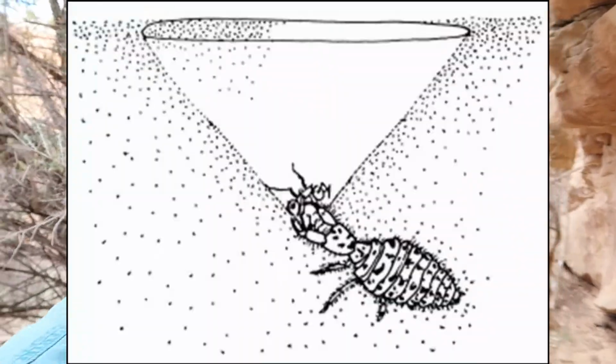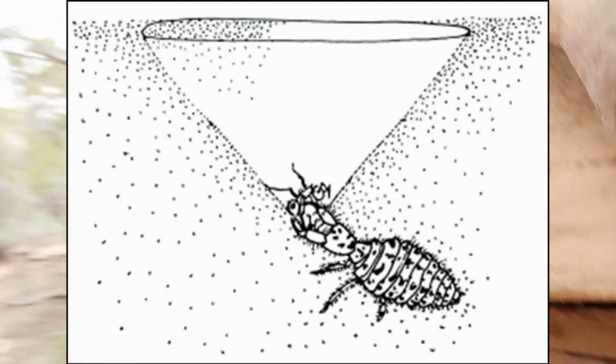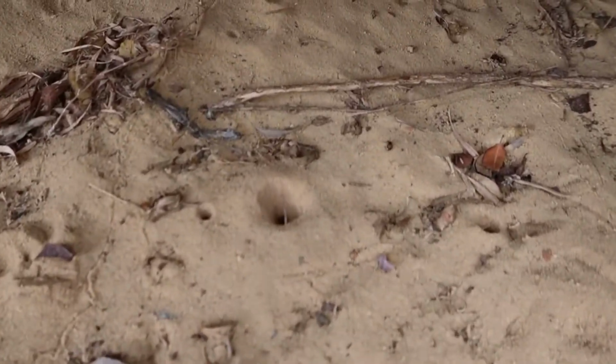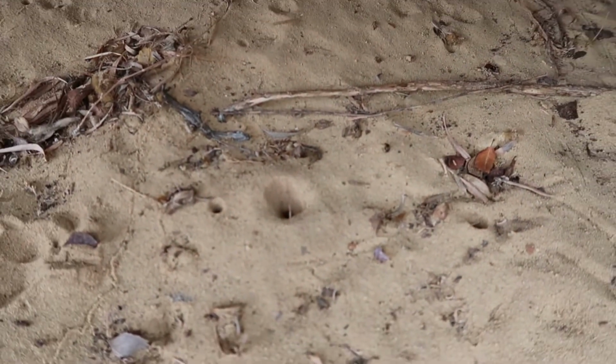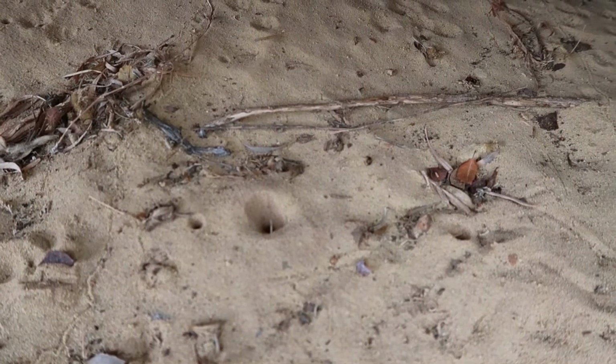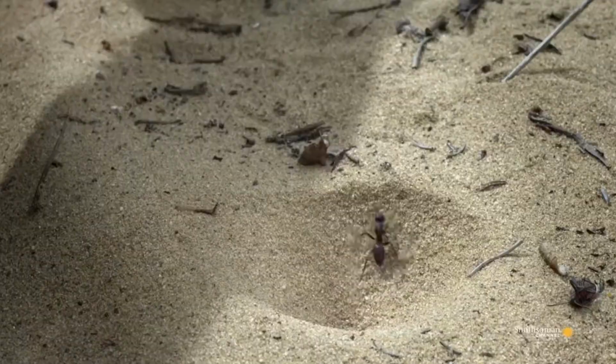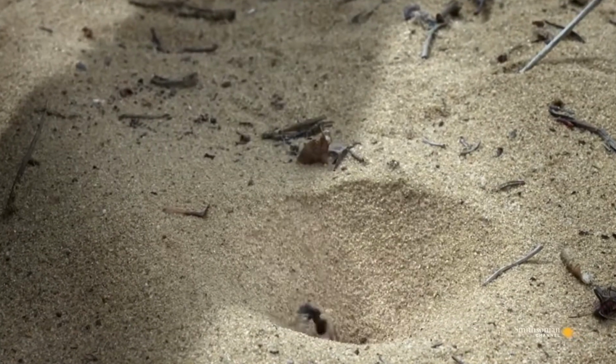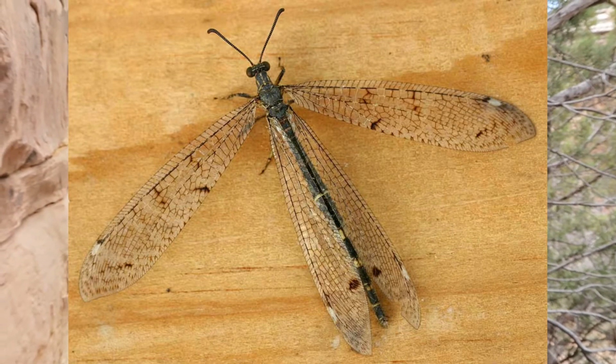And what they do is they build a trap. That's why they're called antlions. And they build a trap that's a cone. What happens is the ant will move along and then fall into the cone. The antlion larva is at the base of the cone, and he grabs that ant and he eats it. Antlion adults look a lot like dragonflies, but they're not dragonflies. They are in their own insect order, Neuroptera.